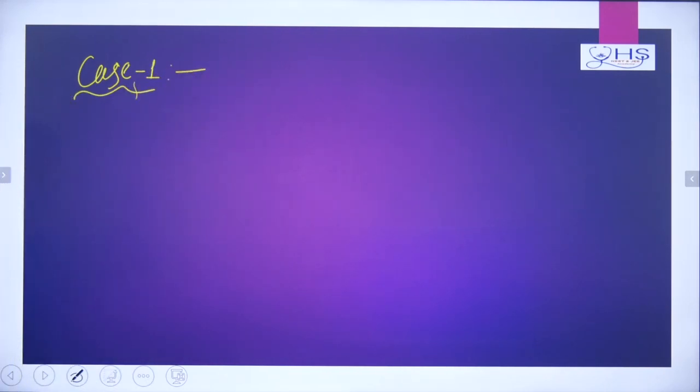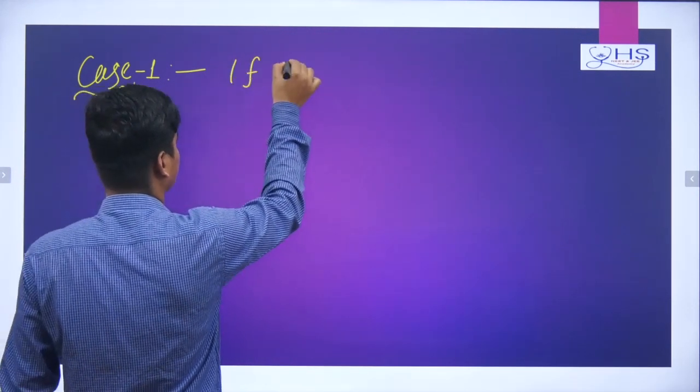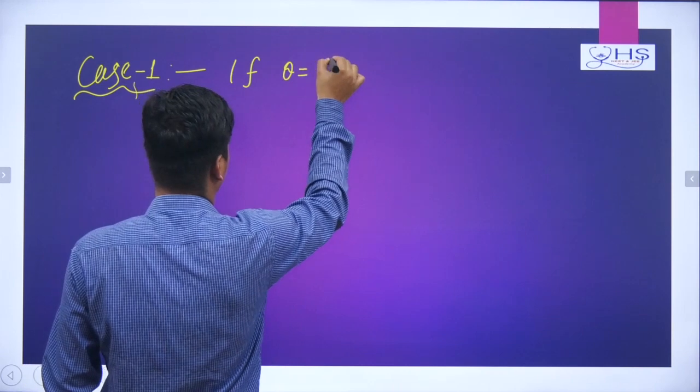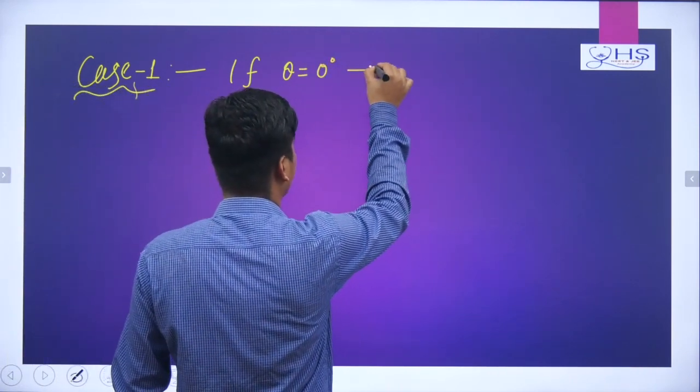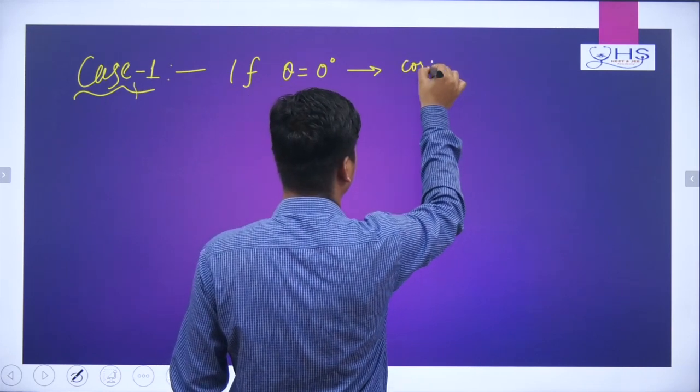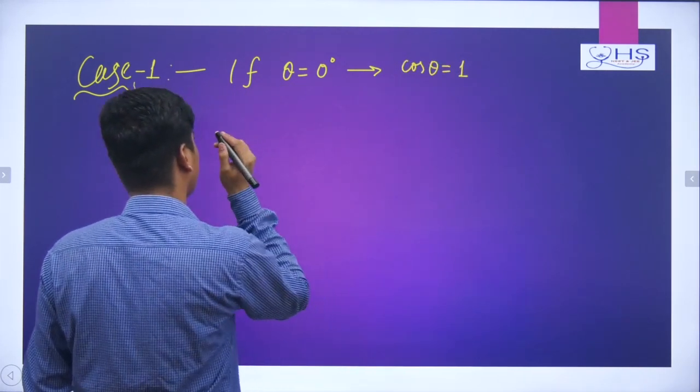So what is case 1? Now in this case, here we will understand if theta equal to 0 degree. Suppose in that particular case, if theta equal to 0 degree, then that implies what? Cos theta equal to 1. And when theta becomes 0 degree?